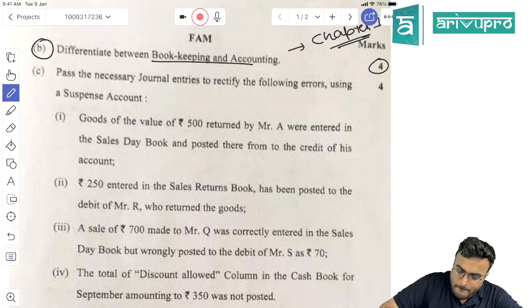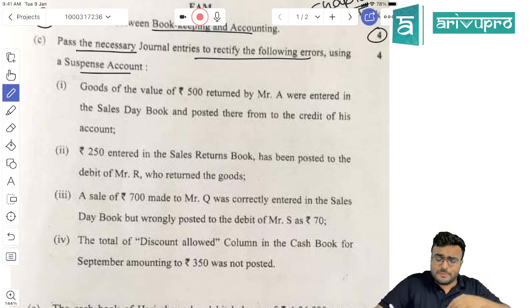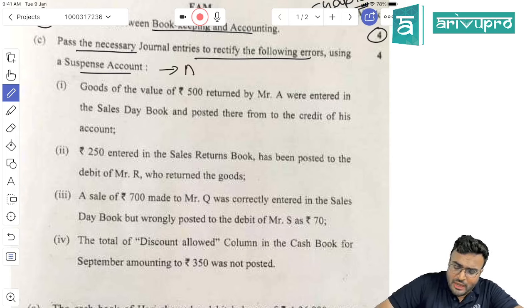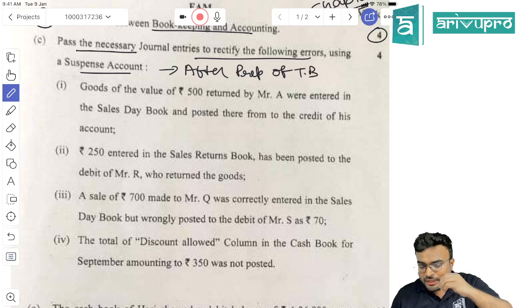Then, pass necessary journal entries to rectify the following errors using a suspense account. They are telling us to use a suspense account. Using a suspense account means what? Which stage of rectification are we in? This is after preparation of the trial balance, but we have not gone into the next accounting period yet.